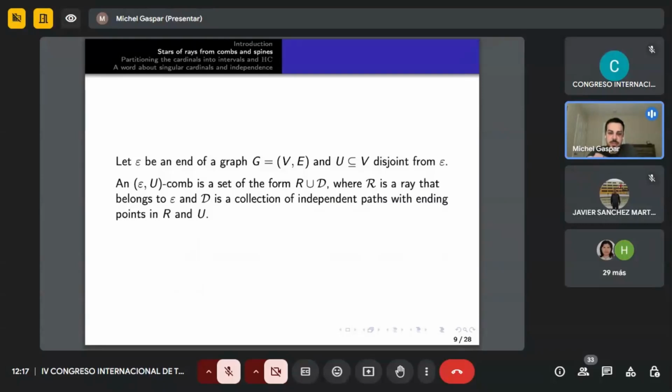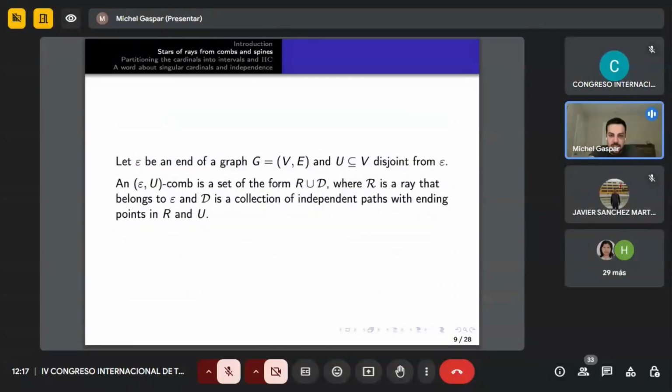Okay, so here I'm just going to try to give you an idea of the combinatorics that are involved. There are a lot of concepts, but the arguments are pretty simple. It's mostly the pigeonhole principle. So we have an end of a graph with vertices V and edges E, and we have a subset U of the vertices that's disjoint from the end. We're going to call an epsilon U column a set of the form R with D, where R is a ray that belongs to the end, and D is a collection of independent sets with ending points in R and U. Okay.